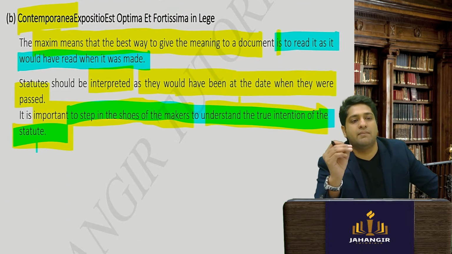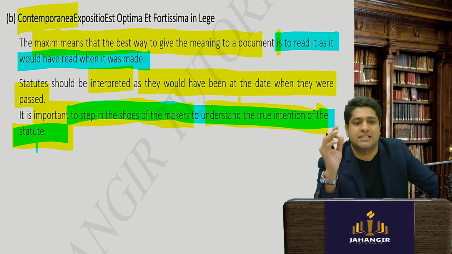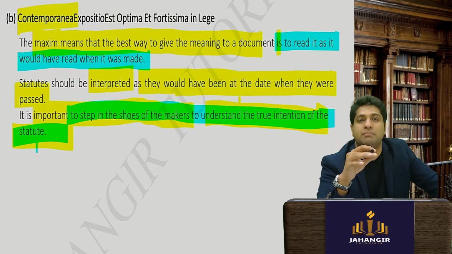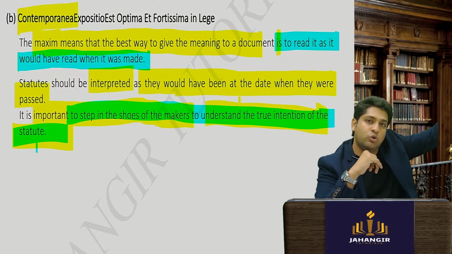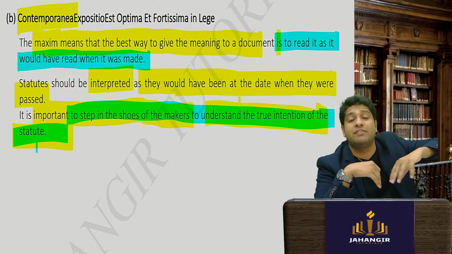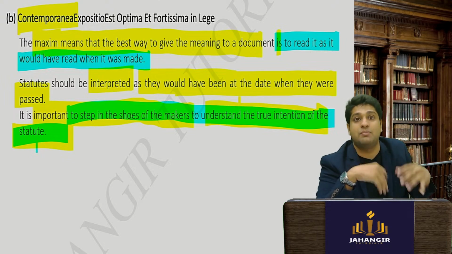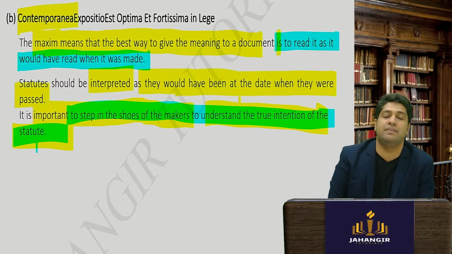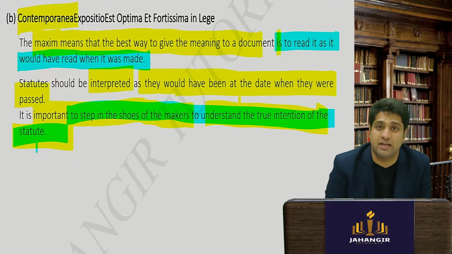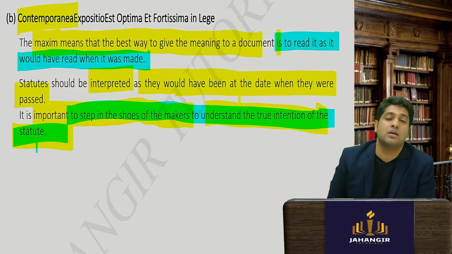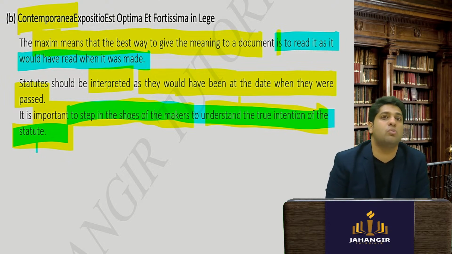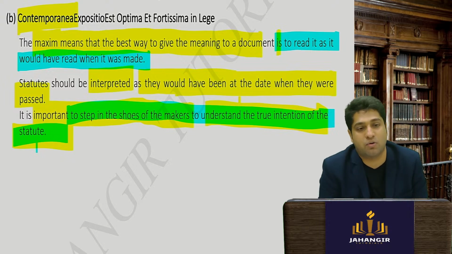Then comes Contemporanea expositio est optima et fortissima in lege. From here we just have to remember the word contemporary. Contemporary means you have to go back in time to when the law was being made by the framers, and go into the shoes of the makers. In this interpretation rule, we try to see, when they were passing the law, what the conditions were then, what happened around, etc.